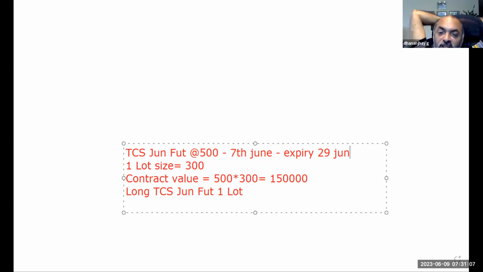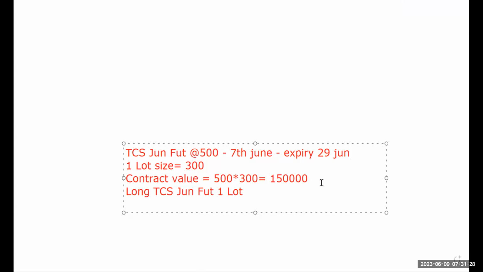Summary of all that information: long TCS June futures 1 lot. Now, how much trading am I doing, how much position am I having, how much worth? 1,50,000. Now, just I buy this TCS June futures 1 lot and can I go home without paying anything to the exchange? Margin has to be paid, sir.